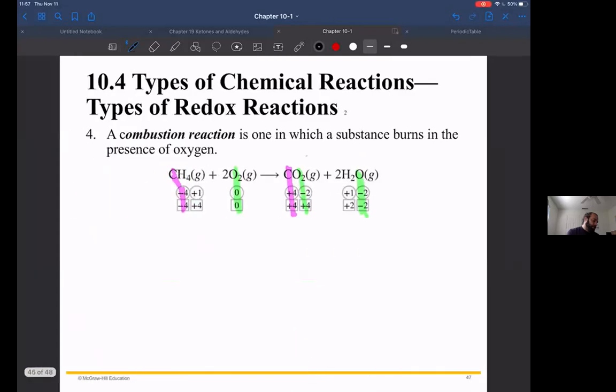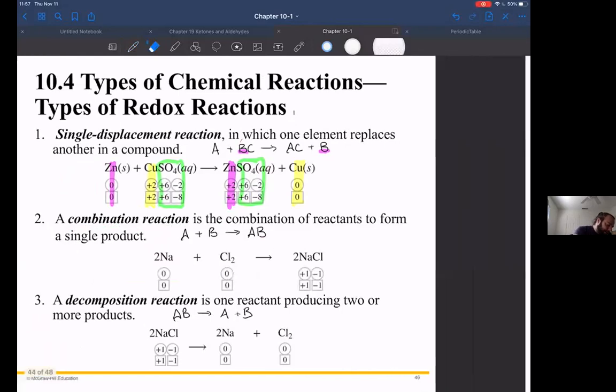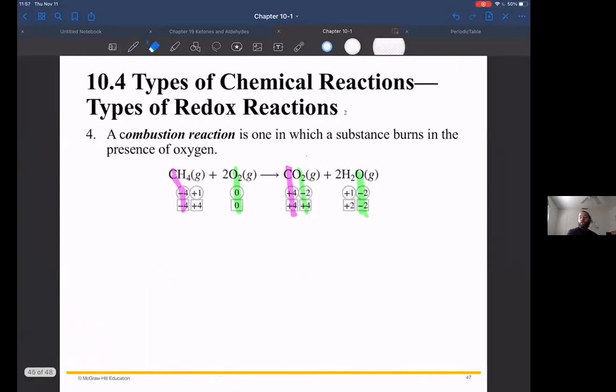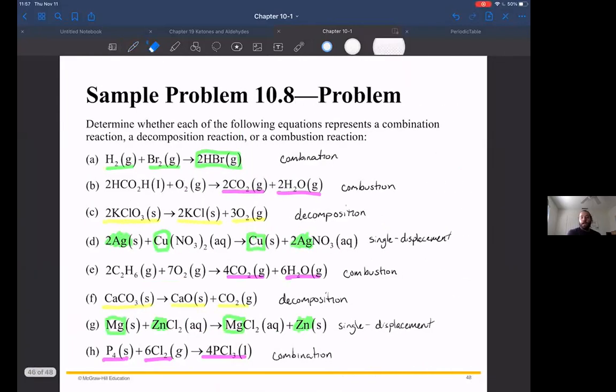Okay, so these are our four categories of reactions here: single displacement, combination, decomposition, and combustion. You want to be able to identify those just like we did in this example problem here. And again, these all are redox reactions. They all fall under that umbrella of redox reactions.